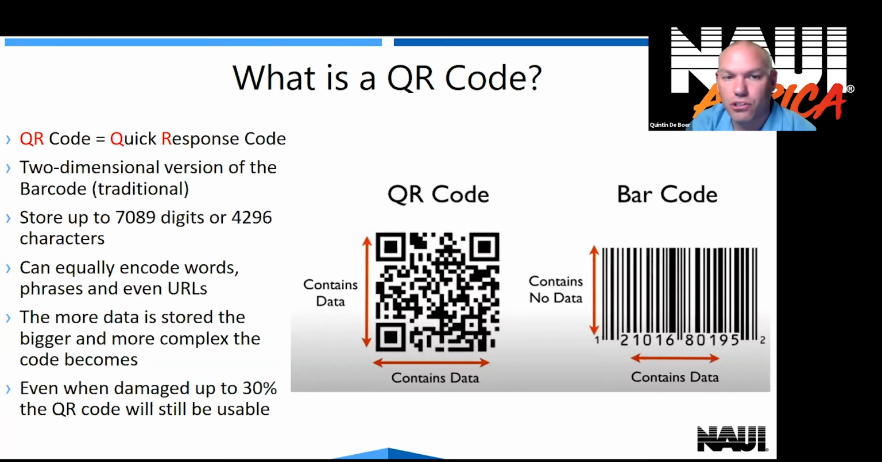It allows for the storage of much more information, up to 7,089 digits or 4,296 characters. It can encode anything like words, phrases, and even URLs. When we start to play with it, you can see it's really versatile. The more data that's stored in the QR code, obviously, the bigger and the more complex the code becomes.